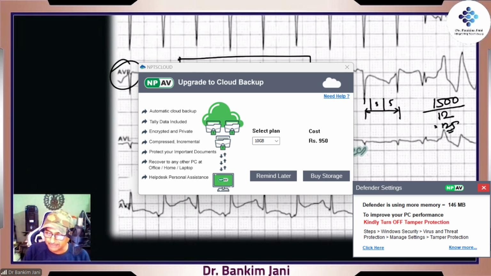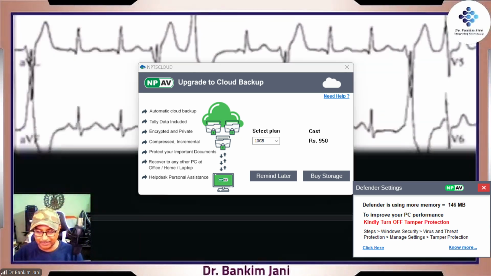If someone has said 200, then also it is correct, right? The idea is just to see how it really falls. As such, you take this and you take this. It is almost the same, right? Great. So now your concept of the PR interval is clear.